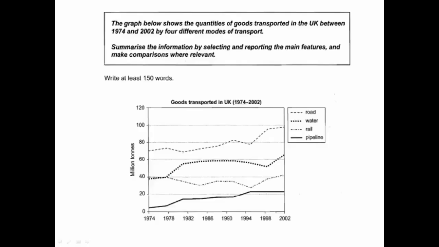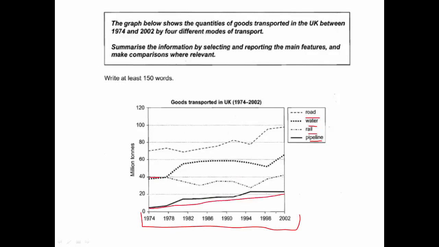We need to identify between 2 and 4 key features and then report them generally in an overview. So the first thing we notice about this is it's over time. So we're thinking about general trends, and there are only 4 things: road, water, rail, and pipeline, how goods are transported. So we need to look at the general trend.